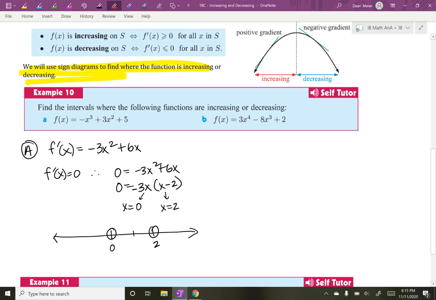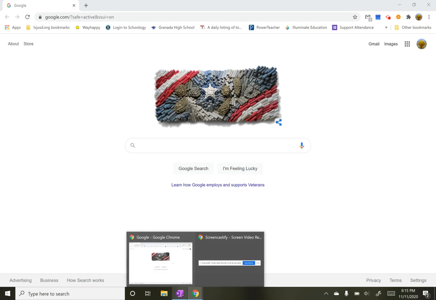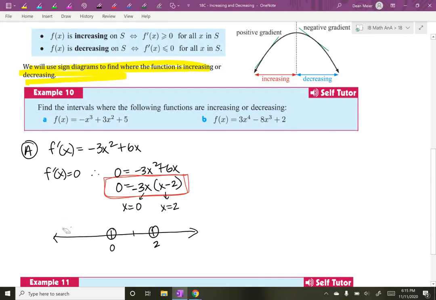The easiest place to plug it in is your farthest down factored form. So if I plug in -5, I would get -3 times -5 is positive, and then -5 minus 2 is negative. So I'd get a positive times a negative, or I would get a negative. Whoa, I would get a negative answer for all of those. So anything over here is negative slope, which means the graph is decreasing over there.